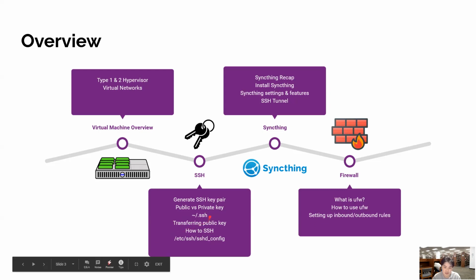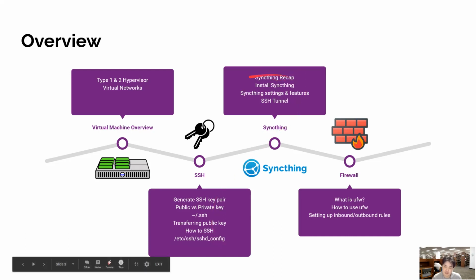We are going to be talking about this directory right here called .ssh. We are going to also be learning how to send a public key over to our server. We are going to learn how to actually SSH, and lastly, we're going to edit this config file. After that, I'm going to show you about Syncthing.